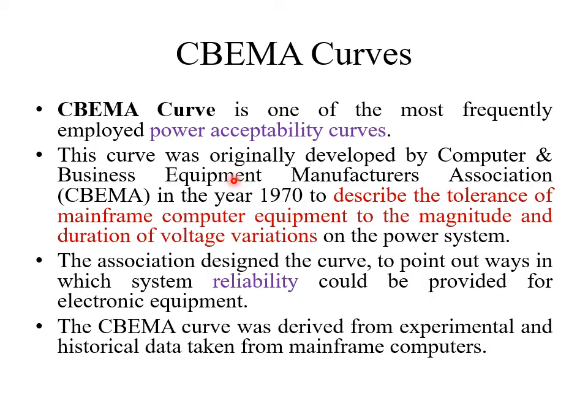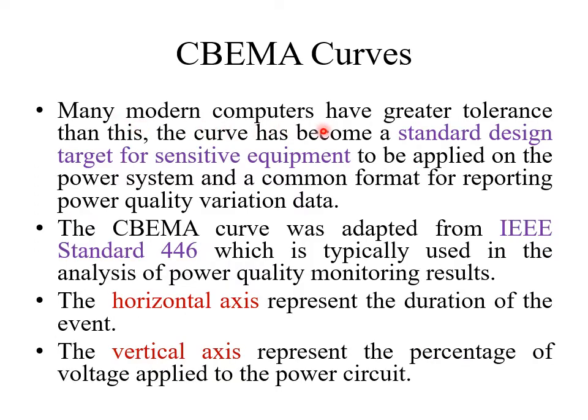That is how CBEMA came to develop a curve to describe the tolerance of mainframe computer equipment. The association designed the curve to point out ways in which system reliability could be provided. This curve was derived from experimental and historical data taken from mainframe computers. Many modern computers have greater tolerance than this, so modern computers now have developed greater tolerance.